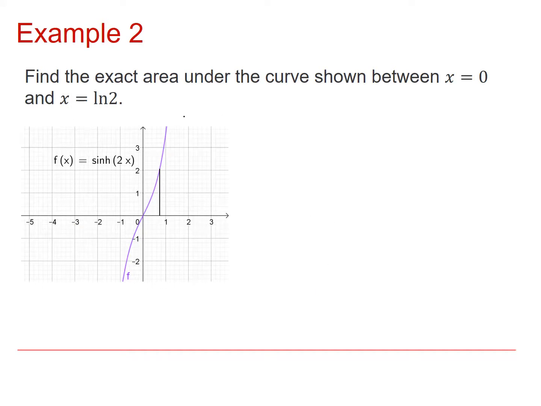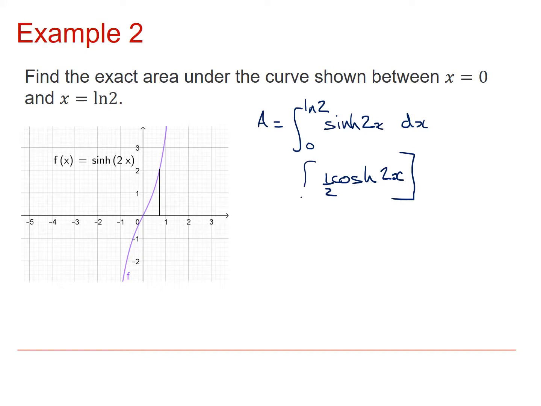What about integration? We're asked here to find the exact area under the curve between 0 and log 2. Well, that area is just going to be the integral between 0 and log 2 of sinh 2x dx. If I integrate sinh, I know I just get cosh, but I've got a 2x in here, so I just need to be a bit careful. I'm going to get a half of cosh 2x, and that's between 0 and log 2.